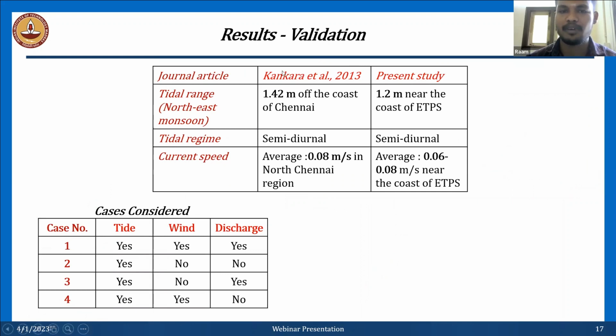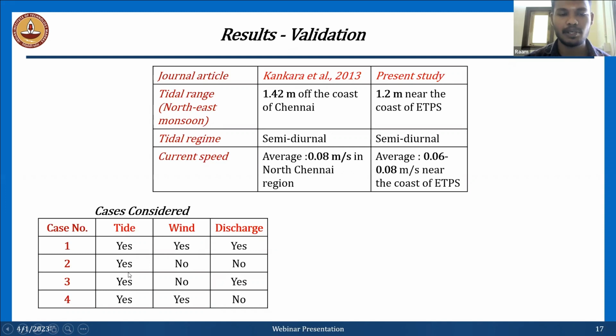And we have validated our study with Kankara et al. 2013. This tidal range is validated, and the tidal regime is a semi-diurnal tide because two high and two low tides are happening, and the current speed. The maximum current speed observed at the North Chennai region is around 0.08, but in our present study it's around 0.06. There is a variation, but it is an acceptable range, and various cases have been carried out. I will show the results of these cases.